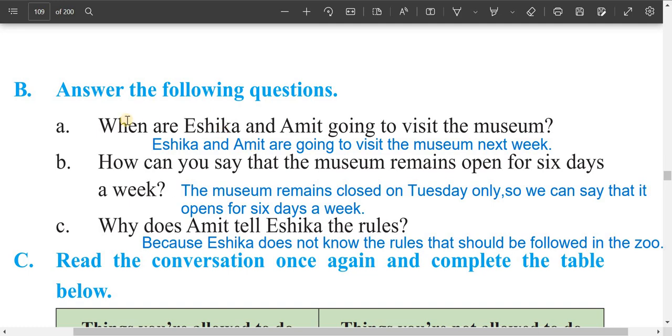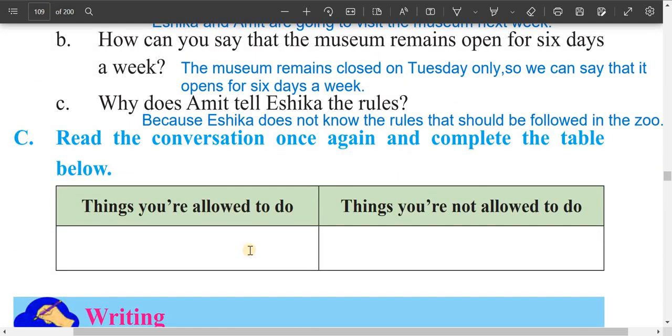Okay, now see, when are Ishika and Amrit going to visit the zoo, museum? You can find it in the conversation above. Ishika and Amrit are going to visit the museum next week. B. How can you say that the museum remains open for 6 days? The museum remains closed on Tuesday only, so you can see that it opens for 6 days a week. See, why does Mitchell tell Ishika the rules? Because Ishika doesn't know the rules that should be followed in the zoo.